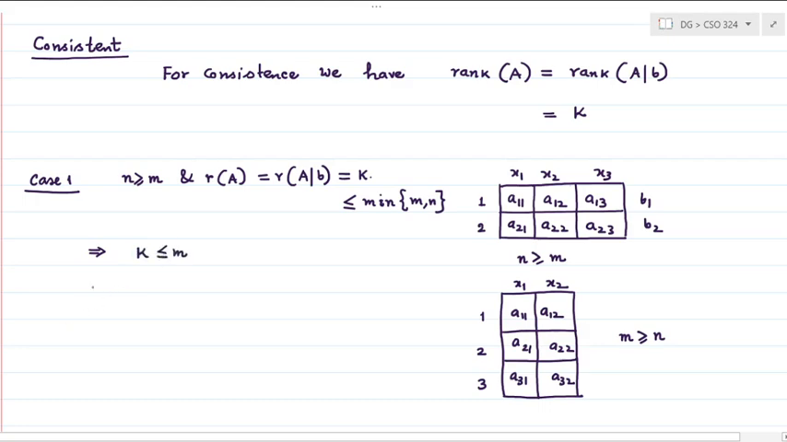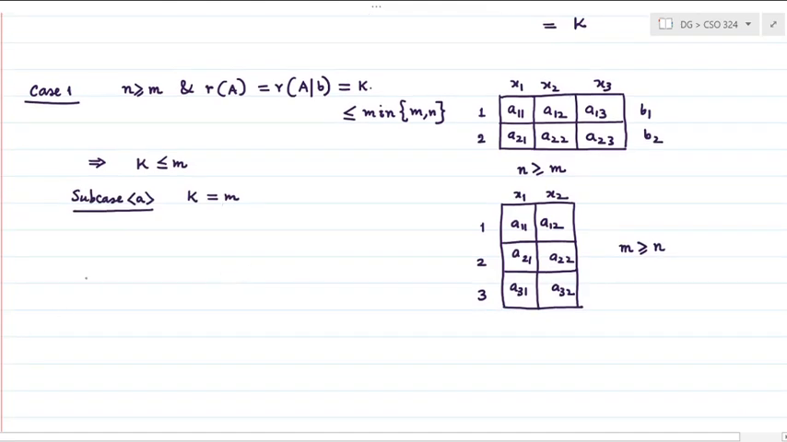Now here there can be two subcases. The first, subcase A, is if k is equal to m, and another case is subcase B, where k is less than m. Now if k is equal to m, that means the rank of the matrix A is equal to the number of equations.